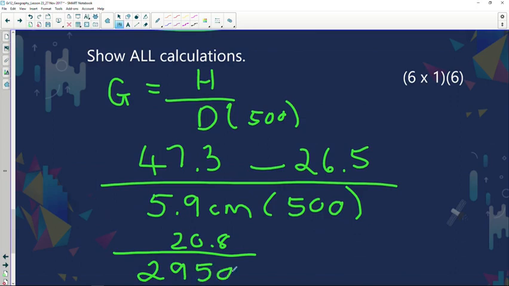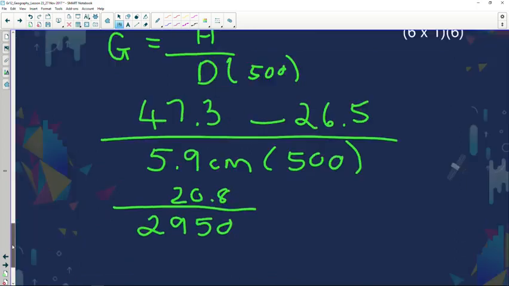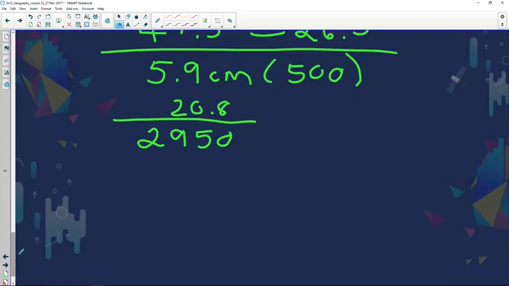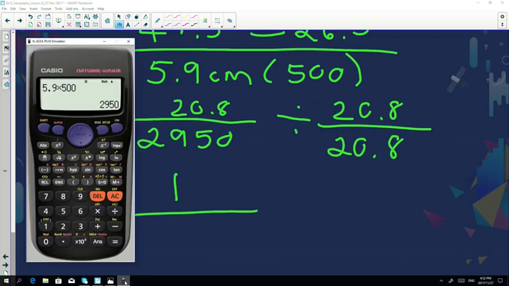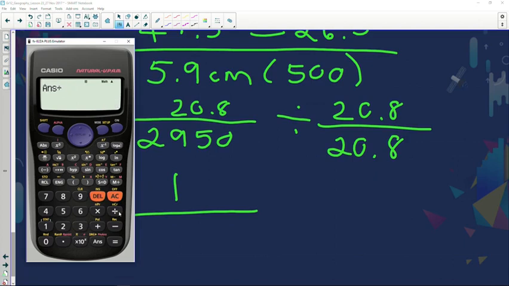Now keep in mind, we need to get a ratio of 1, and how do we get a ratio of 1? You divide by the same amount. So 20.8 divided by 20.8, and what's the rule of the math? What you do on the top, you do on the bottom. 20.8 divided by 20.8 gives me 1. And then 2,950 divided by 20.8 gives me 141.8.